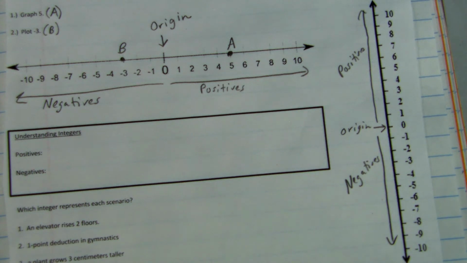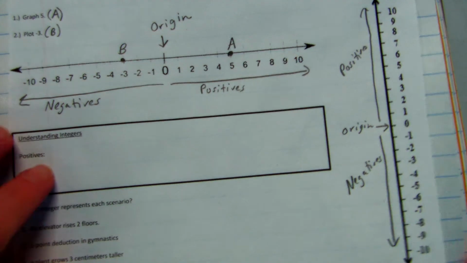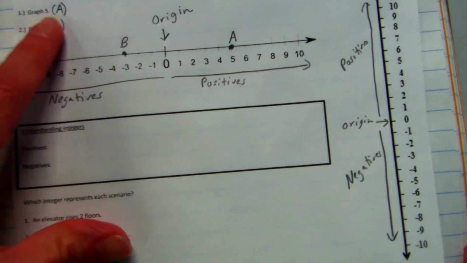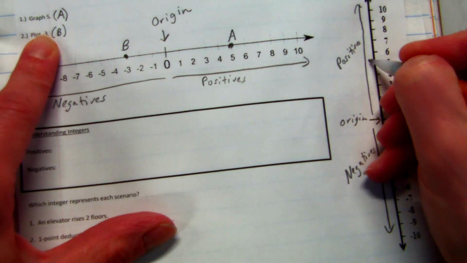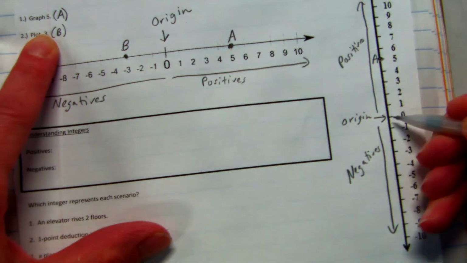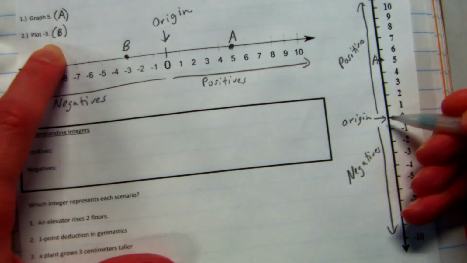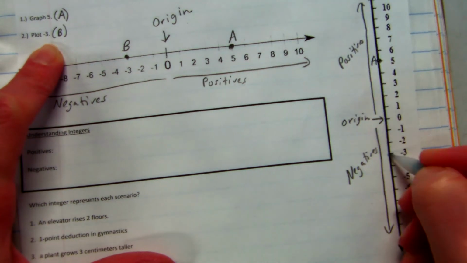Okay, so part of the middle school standards does say you have to be able to plot points on a horizontal number line and on a vertical number line. So I want to do number 1 and number 2 again, but over here on the vertical number line. So number 1, we have to do 5. So 5 is going to be up here, I'll put a point A for that. It's above 0. And then -3 for B would be down here below 0.